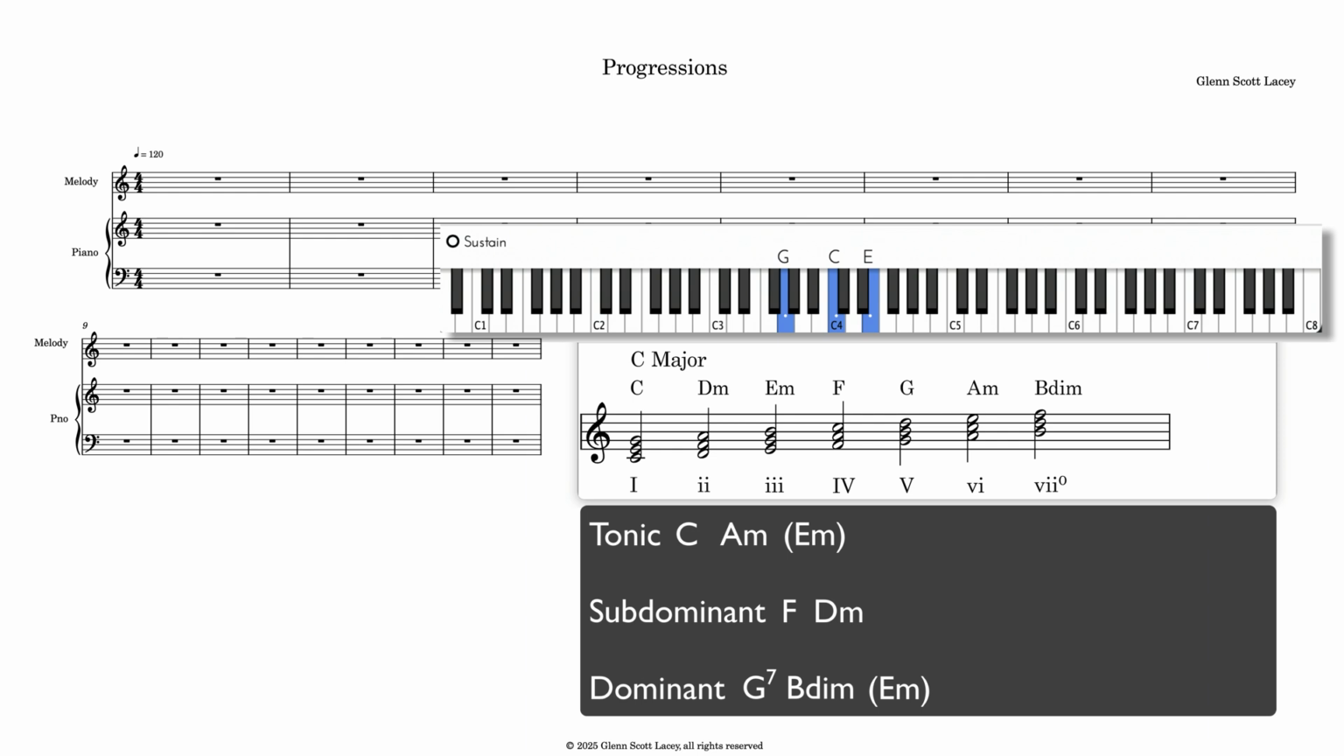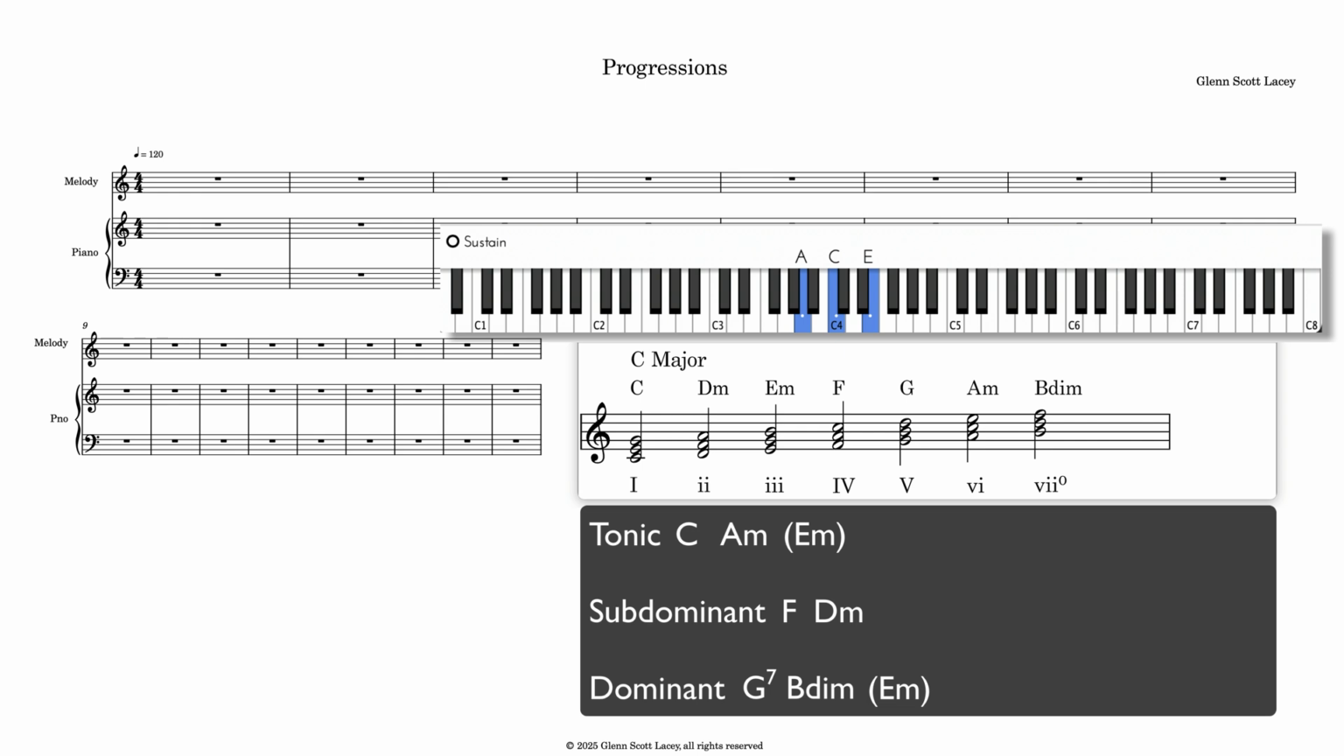Then we move to the A minor chord, which is our 6 minor chord, and that is also in the tonic region. So we're still on stable ground, we're still at home, we're just hearing a slightly different flavor.